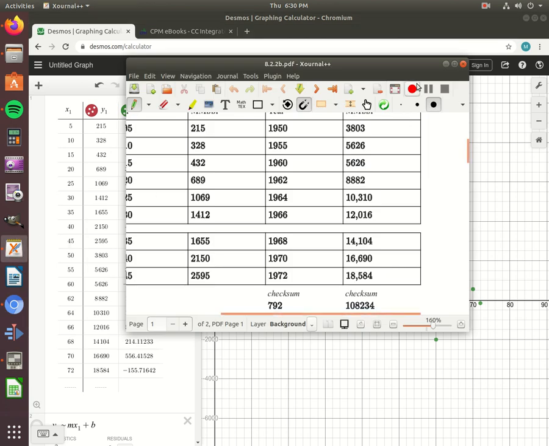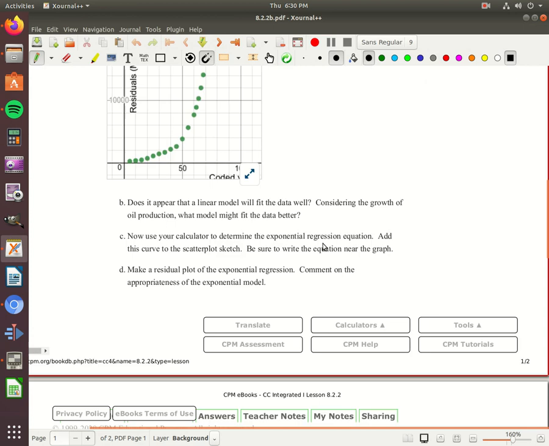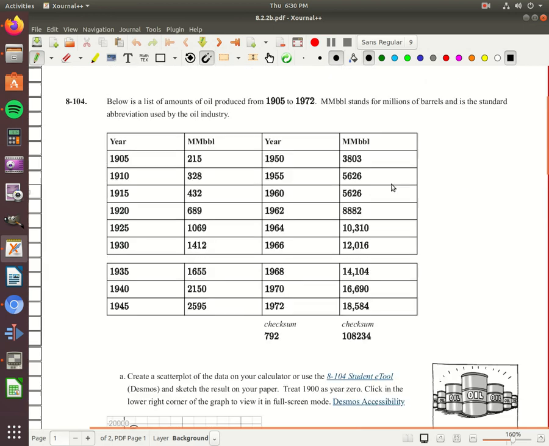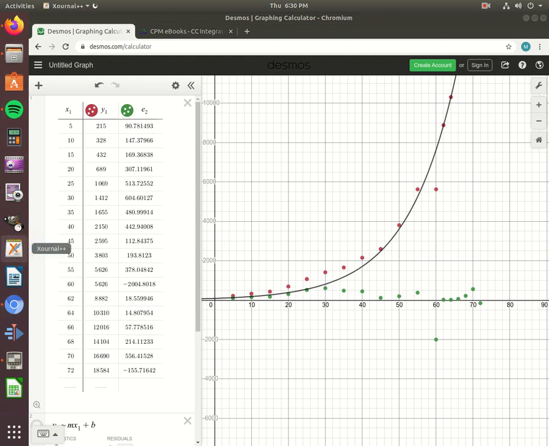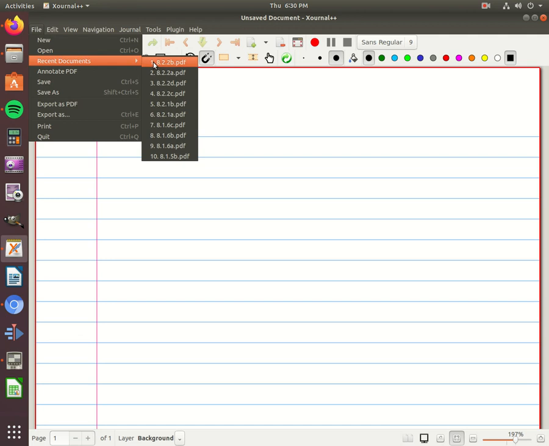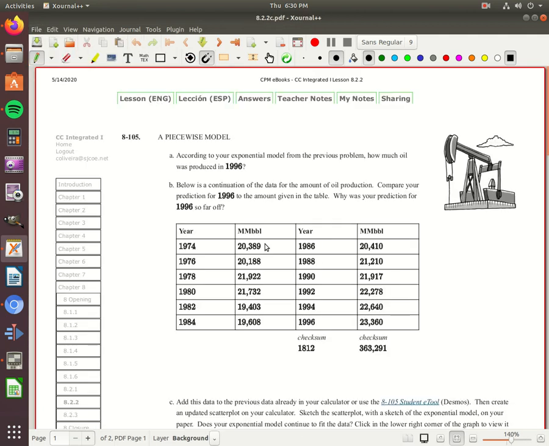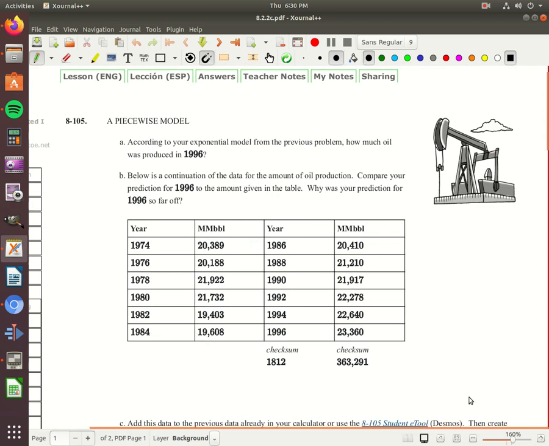All right, so as we continue along with this, I'm going to close this out and we will go to problem 8105. So let's go ahead and open this and jump back to problem 8105. So 8105 says, according to your exponential model from the previous problem, how much oil was produced in 1996?